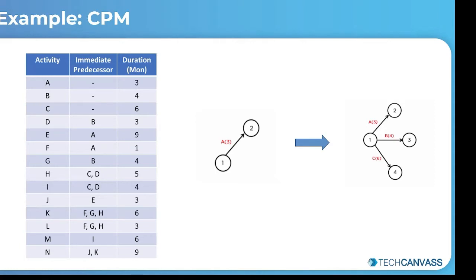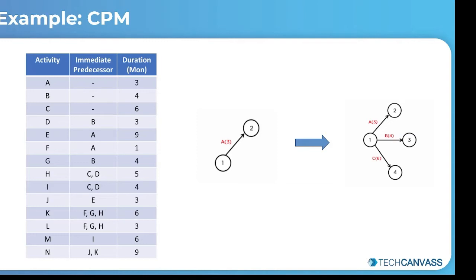Now, before we can draw the arc for activity D, a quick look at the table will tell us that it is preceded by activity B, and that a combination of activities C and D act as immediate predecessors for activities H and J. This means that both activities C and D have to connect at some point. That's why we will be drawing an arc from event 3 to 4 in the next slide.